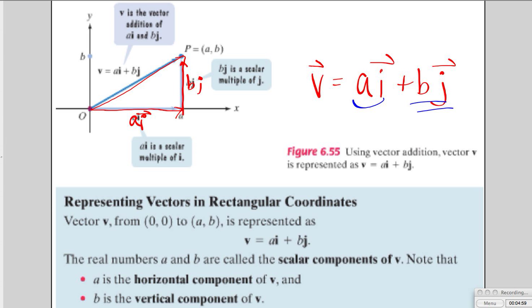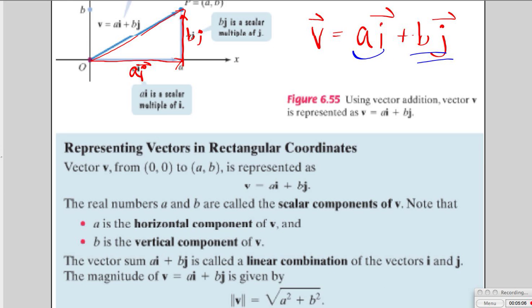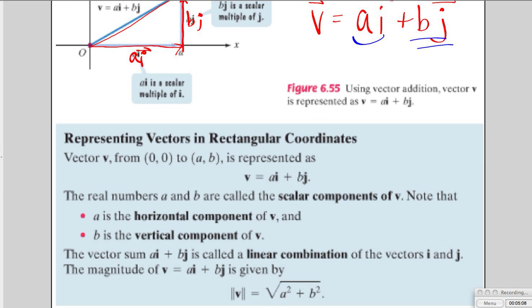And of course, negatives are logical here. So if it was a negative b, it would be going downward, and a negative a would be going to the left. Now this reviews that a is the horizontal component because it's with the i, and b is the vertical component because it's with the j. So it all links up with what we just talked about with the unit vector.